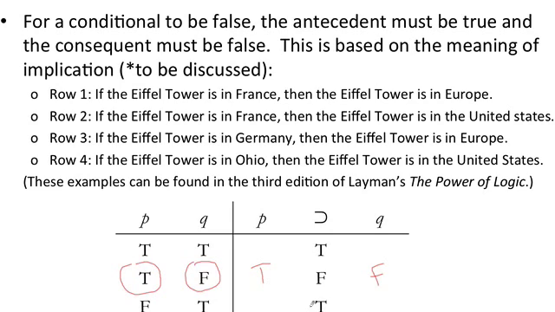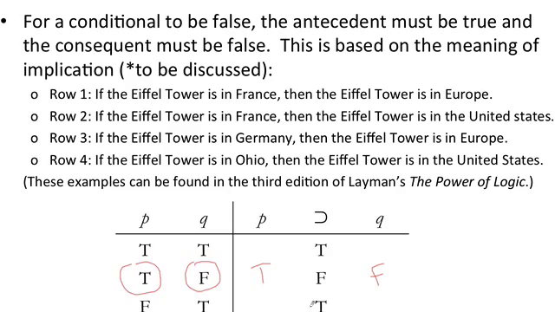On the other hand, we don't say that the sentence, if the Eiffel Tower is in France, then the Eiffel Tower is in the United States, is true when the Eiffel Tower is in France is a true sentence, but the Eiffel Tower is in the United States is a false sentence. That's row 2. Now take a look at rows 3 and 4, because for some of us, those are also a little bit counterintuitive, particularly row 4.